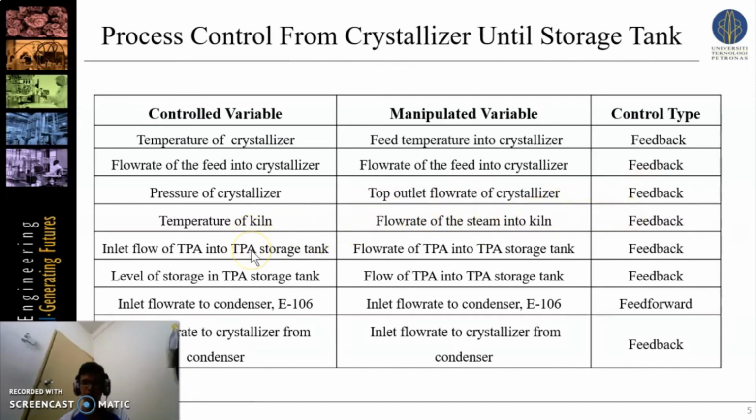Furthermore, the inlet flow of produced TPA into the TPA storage tank is controlled by a feedback control system, and the level of storage in the TPA storage tank is also a feedback control system, and the inlet flow rate to condenser E106, as shown in the P&ID diagram, is controlled by a feed-forward system. And lastly, the inlet flow rate to the crystallizer from the condenser is also controlled through a feedback control system.